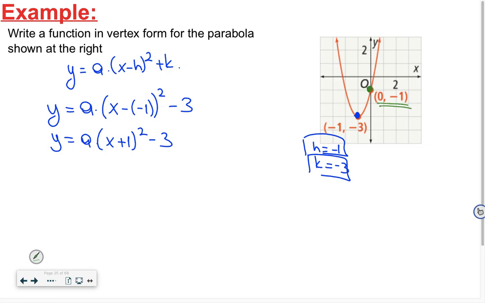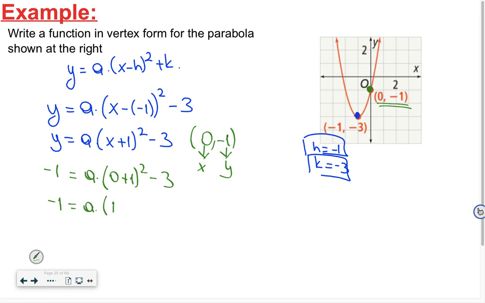You will substitute this into the function to be able to understand the value of a. X value is 0, y value is negative 1. Let's substitute. Y is negative 1 is equal to a times x value is 0, 0 plus 1 squared minus 3. From here, negative 1 is equal to a times 1 squared minus 3. We know that 1 squared is 1. So negative 1 is equal to a times 1, which is a, minus 3. To be able to isolate the a, you need to add 3 to both sides and you will find a is equal to positive 2.